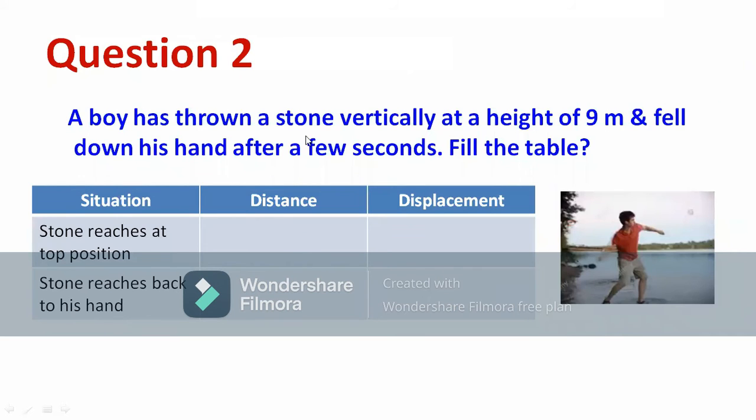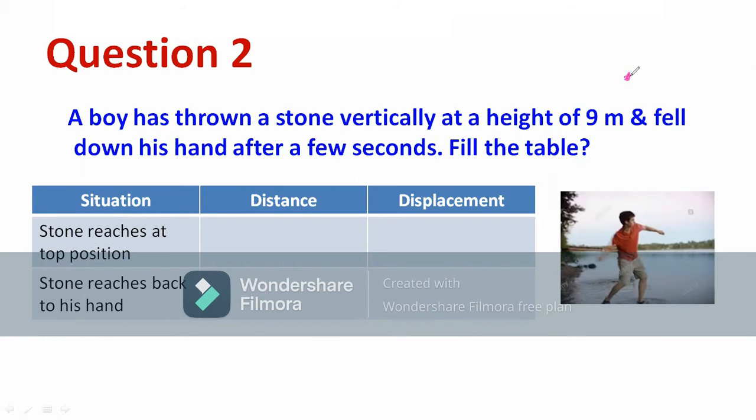A boy has thrown a stone vertically to a height of 9 meters and it fell down into his hand after a few seconds. The time is not mentioned, and not required for us. Fill up the table. The boy is here. See what he is doing.